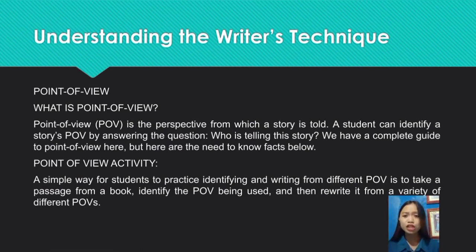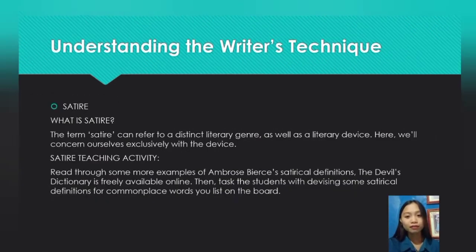There are lots of variations on point of view, and for students to gain a good grasp of this device, it will take lots of explicit teaching as well as practice. So what's an example of a point of view activity? A simple way for students to practice identifying and writing from different points of view is to take a passage from a book, identify the point of view being used, and then rewrite it from a variety of different points of view.